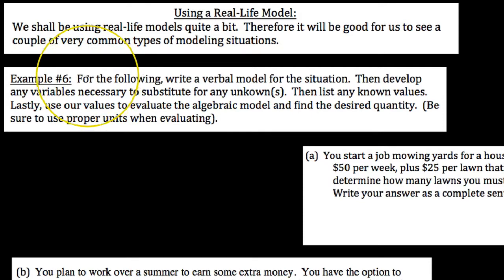Okay, so we say example 6 here. It says for the following, we're going to write a verbal model for the situations. We're going to kind of talk it out to ourselves here, and then we're going to develop any variables that we need to substitute, and then we're going to list any values that we know, and we're going to plug things into our algebraic model and find the desired quantity. Okay, and we want to use proper units. So let's go ahead and take a look at example A here.